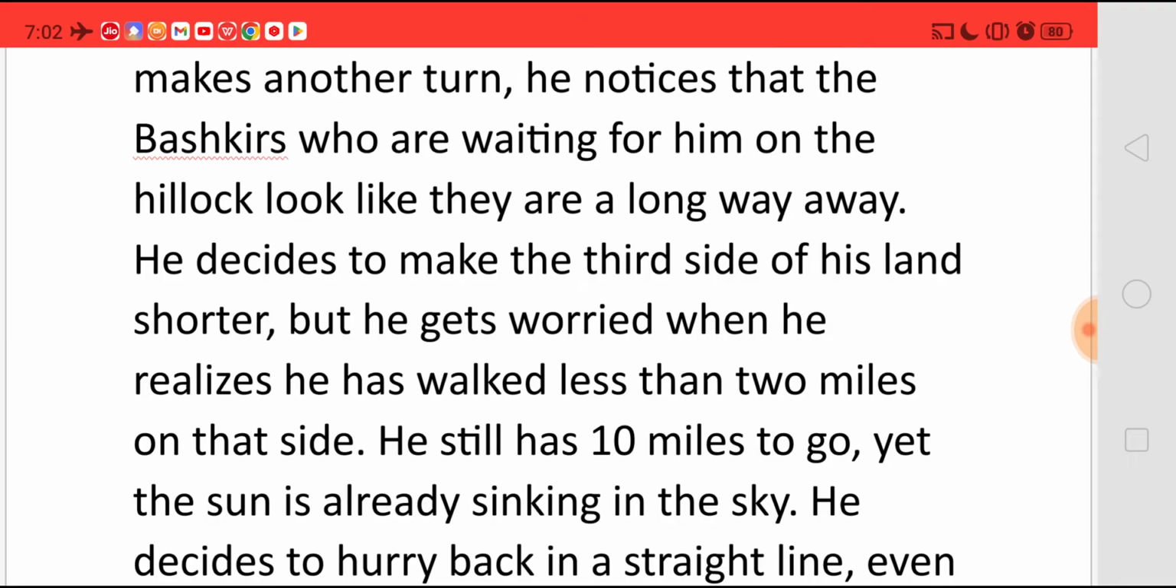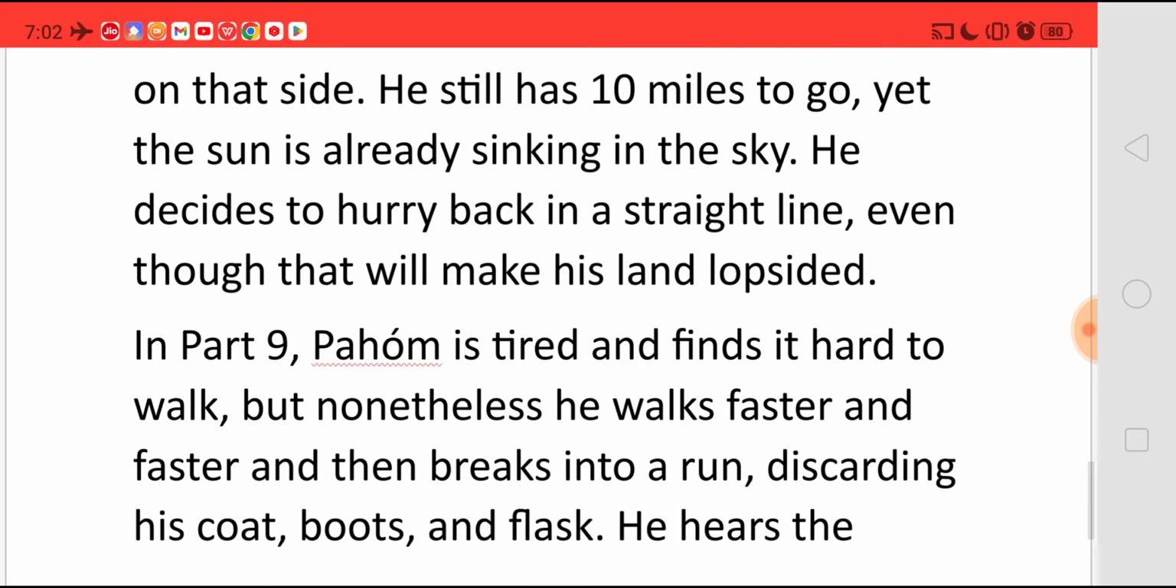So he decides to make the third side of his land shorter. But he gets worried when he realizes he had walked less than 2 miles on that side. He still has 10 miles to go, yet the sun is already sinking in the sky. He decides to hurry back in a straight line, even though that will make his land lopsided. That is, one side will be lengthy, the other side will be short.